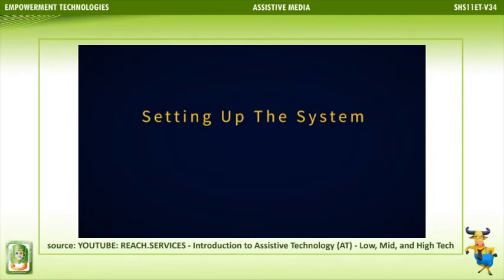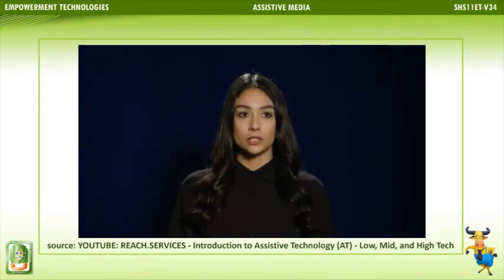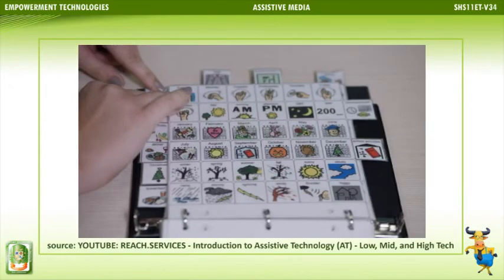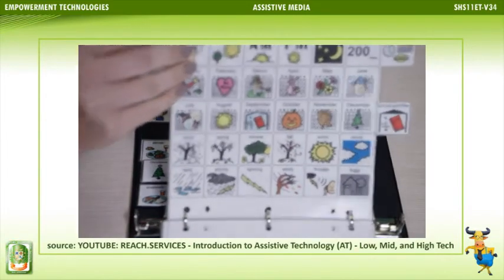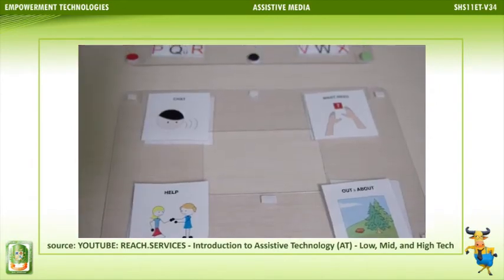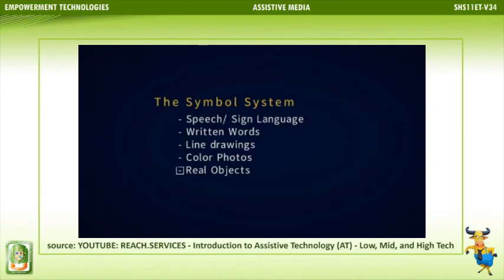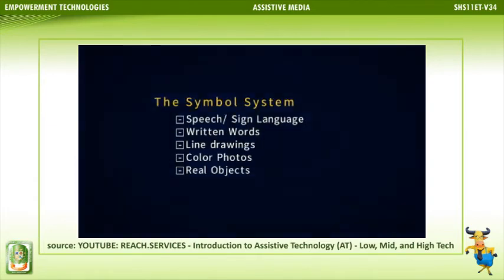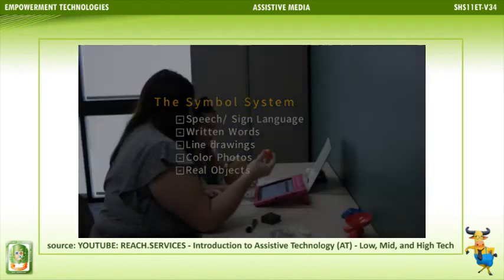When setting up a system for an individual, it's important to determine the symbol, the size of the display, and the icon. Determining the icon means figuring out what size you actually want the icon to be. Do you want a 2x2 square, a 4x4 square? Determining the symbol relates to whether they are going to use real objects, photos, color photos, or written words.